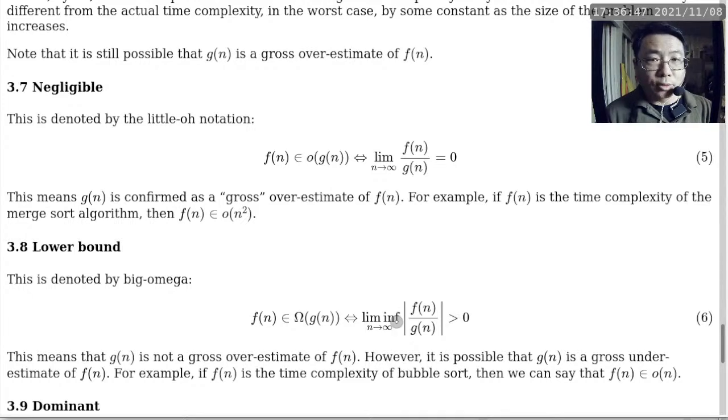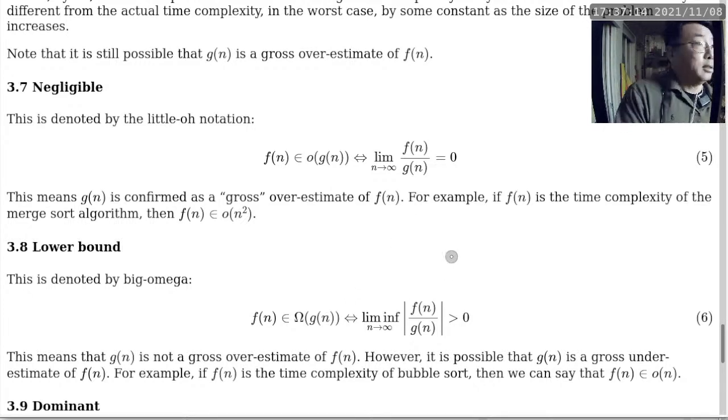As a result, in that specific example, f of n, which is n, is an element of big omega of g of n, which is just 1. The constant 1, which basically means constant time, is an underestimate of linear. It doesn't tell you a whole lot. It's not very useful, but it is still a lower bound.